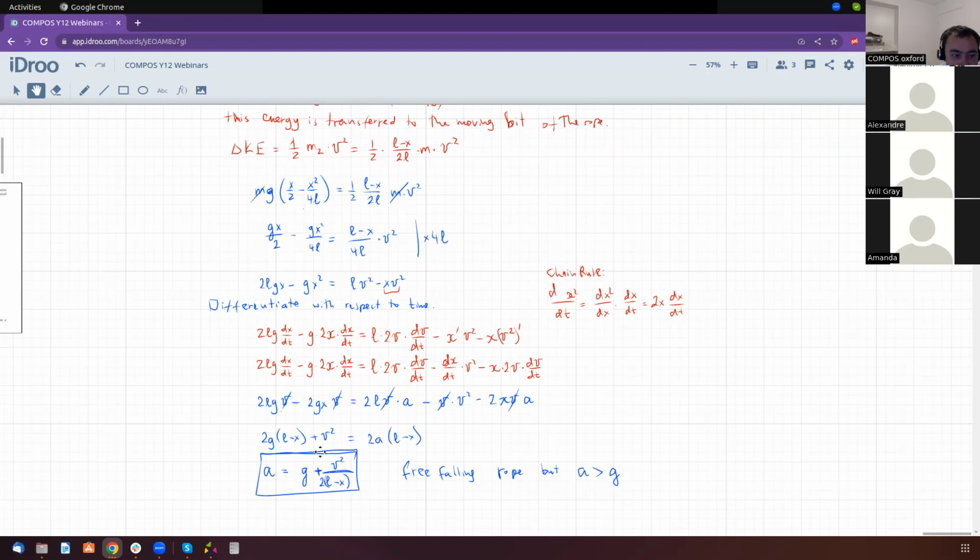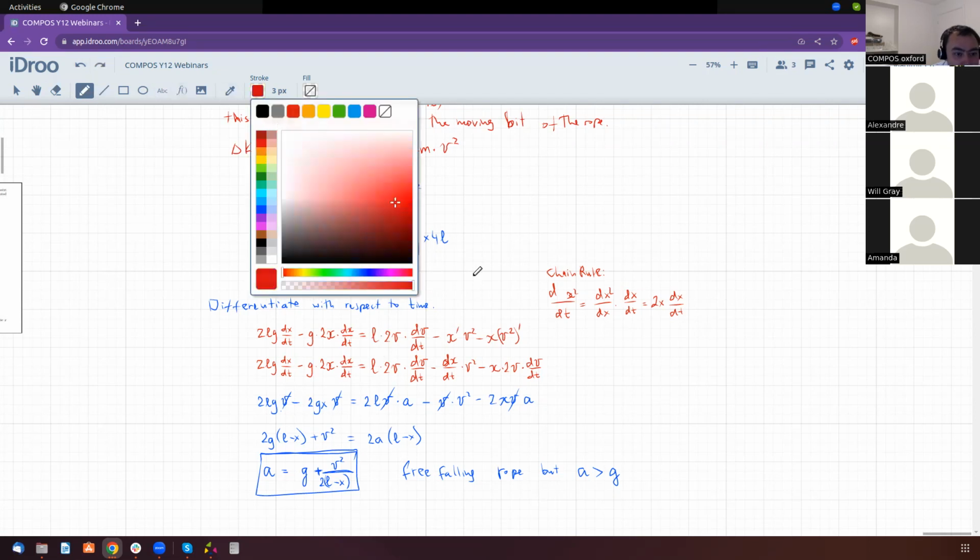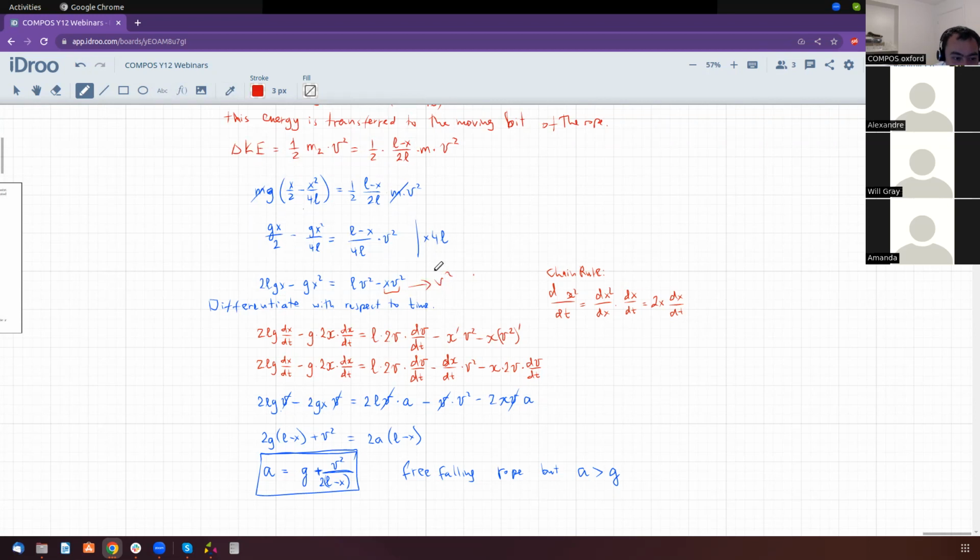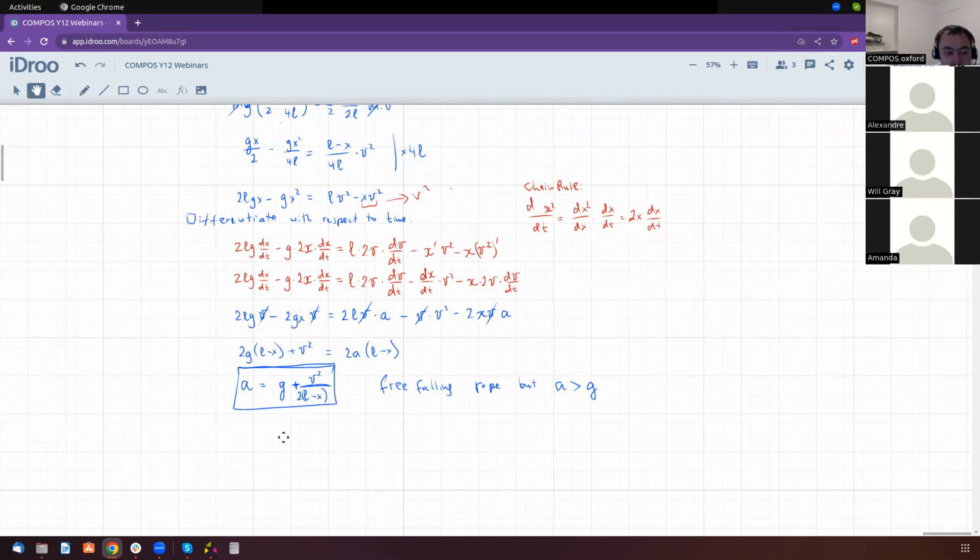Actually, we could work out v squared from here. You can get v squared, and then you can substitute that into here. This will also work, depending on if L is greater than x. Well, x cannot be greater than L because the rope cannot fall more than its length, because of the way it's designed. It can fall a maximum of L.